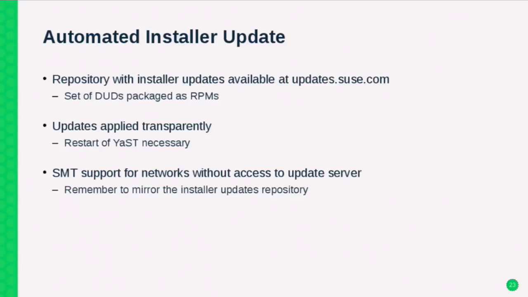So when you want to have updates in your installation system, we have a repository with the latest updates, and the installation system will automatically grab these packages from that location. And in case you are not connected to the internet and have an SMT server running, then make sure that you mirror the right repositories so you also have the installer updates.